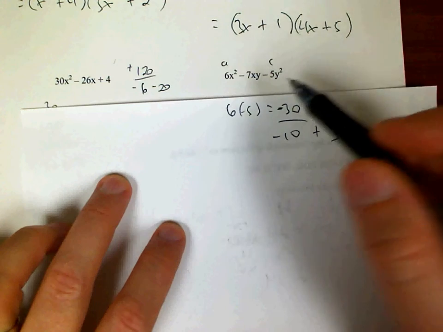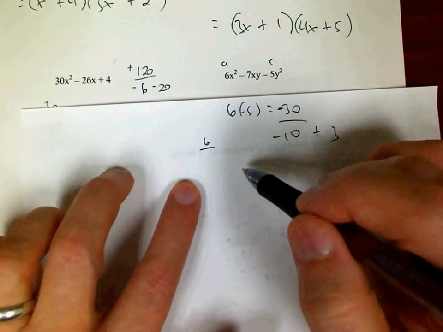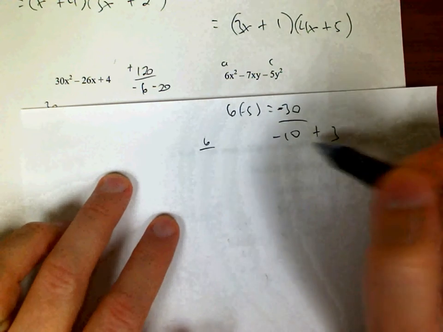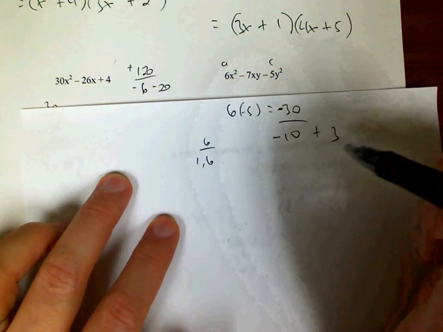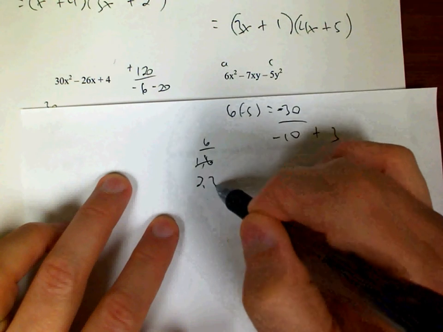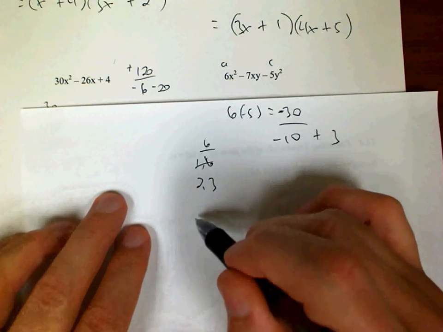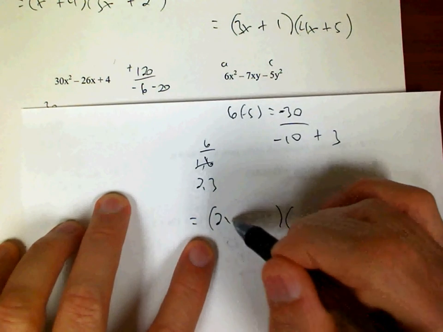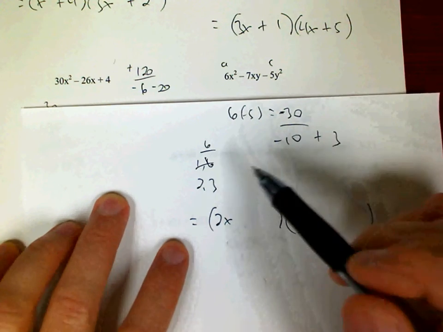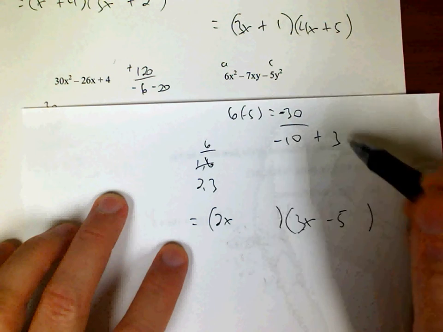So now, I need to find factors of 6, such that there's a one-to-one pairing that divides into these factors. So 1 and 6. 6 won't divide into either one of those. 2 and 3. 3 divides into 3. 2 divides into negative 10. So there we go. We know what our first terms are. 2x and 3x. Now 2 divides into negative 10, negative 5. 3 divides into 3, positive 1.